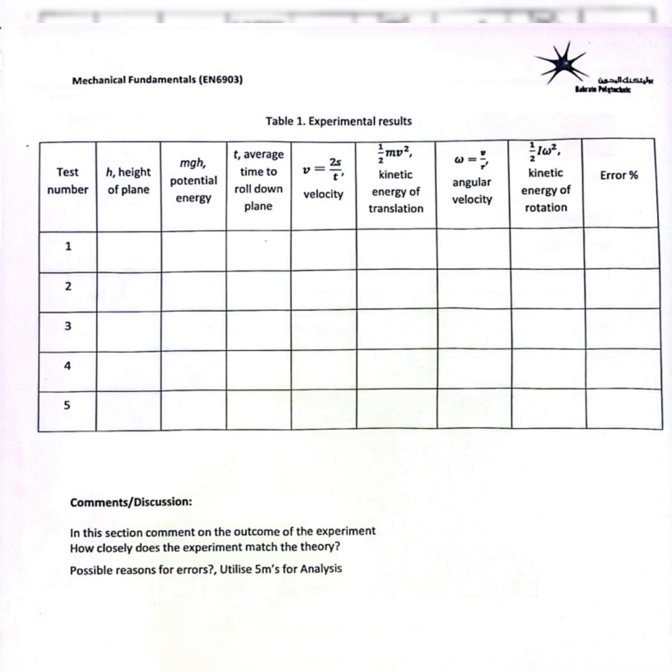Okay, so the percentage error you can just compute by the difference of the potential energy minus the kinetic energy of translation and rotation, and then divide by the theoretical value.